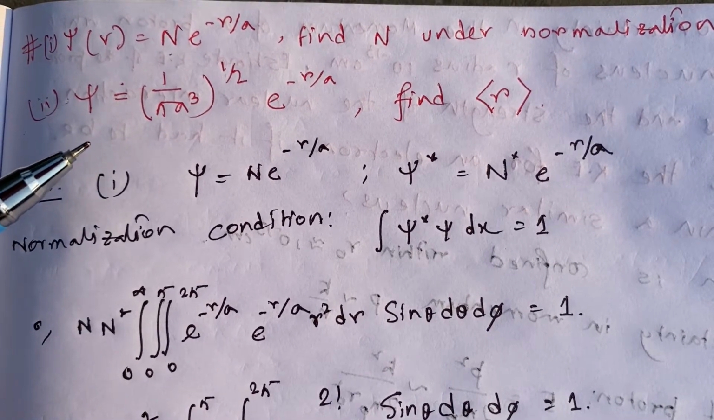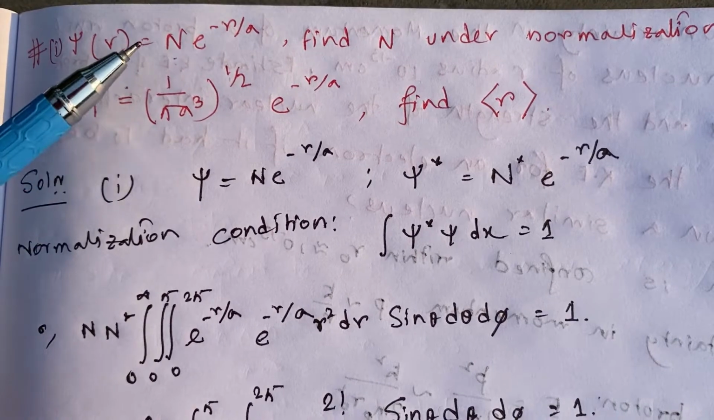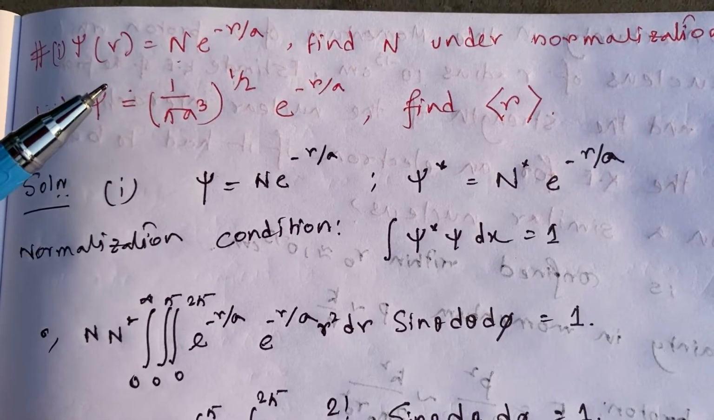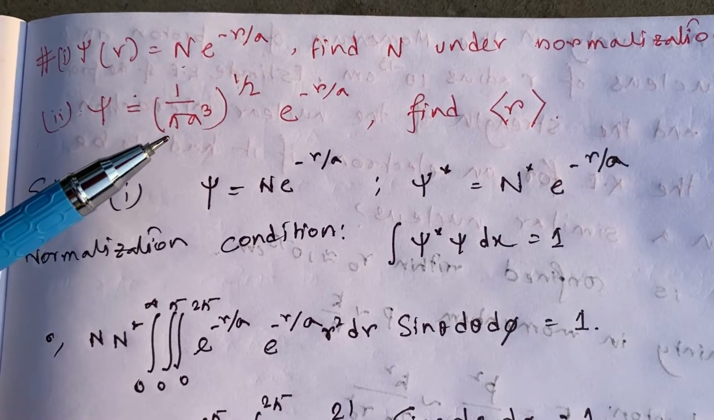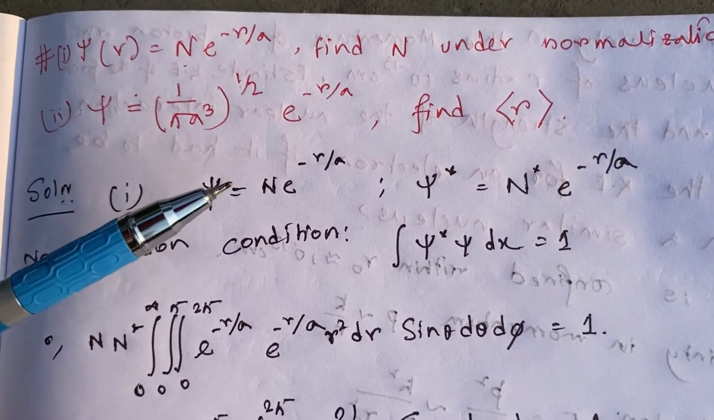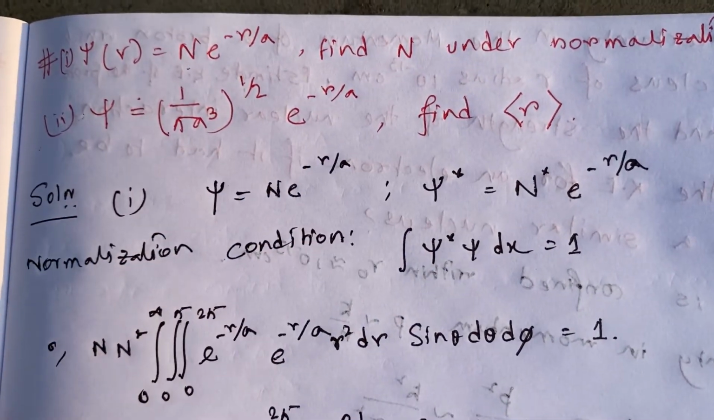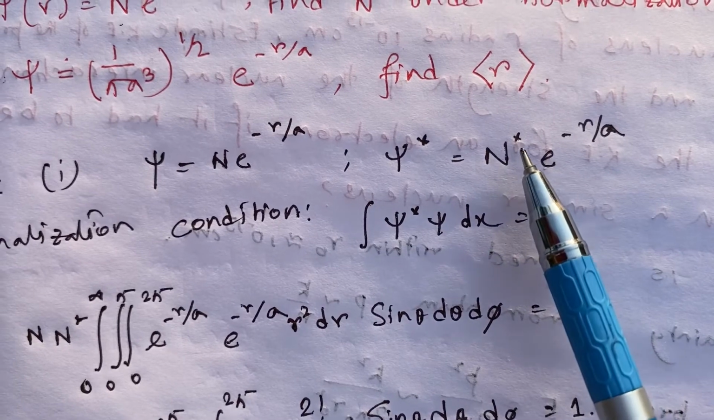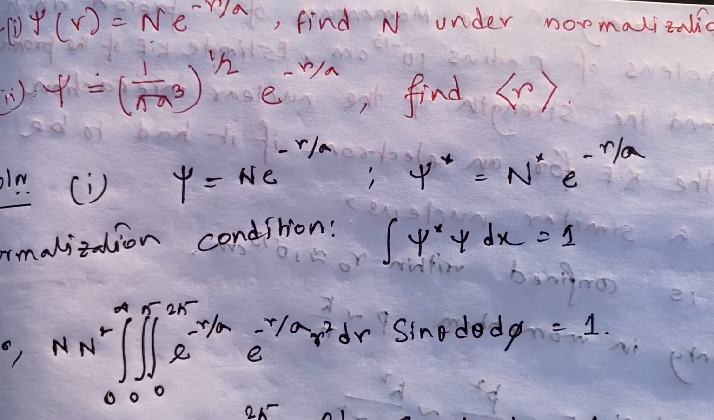Now the second problem is psi equal to this one. Actually these are the same wave functions. We need to find that the normalization constant N must be equal to root over of 1 by pi a cube. We need to find out the expectation value of this r, in other words, the expectation value of this position r.